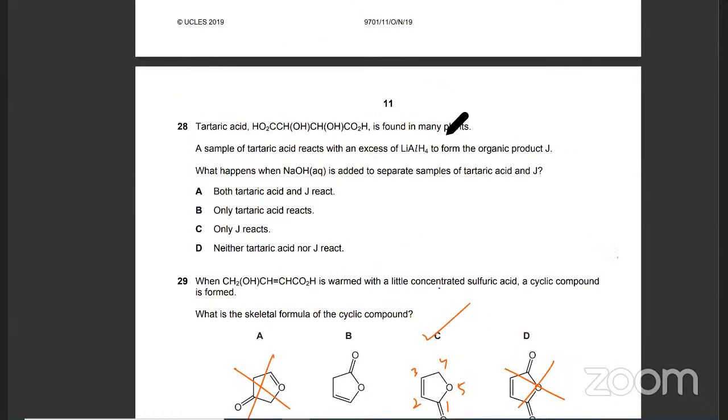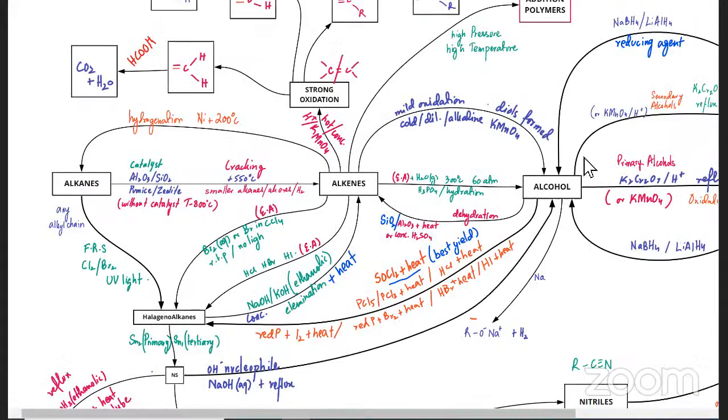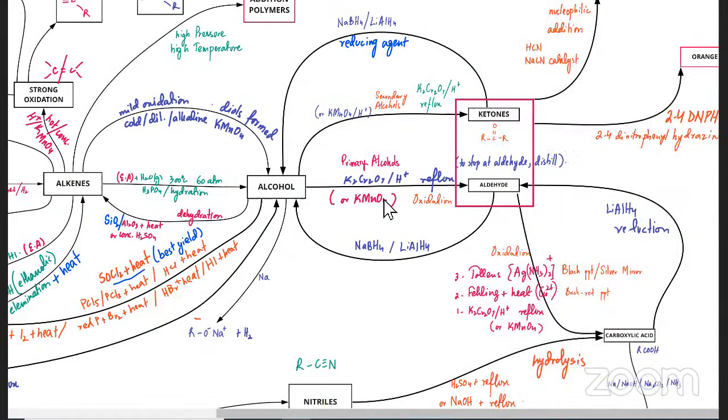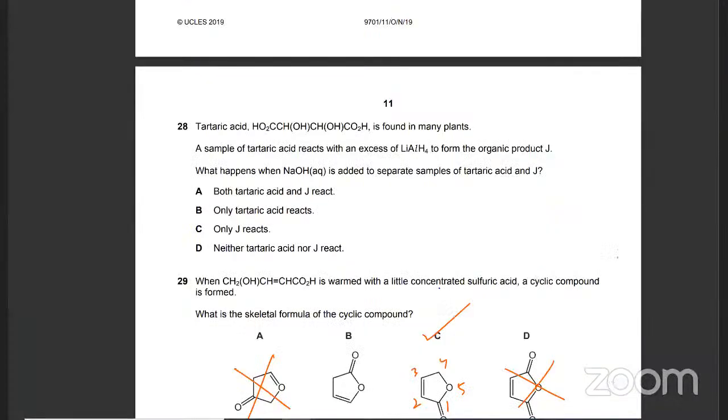So I've got tartaric acid, which is found in many fruits. A sample of tartaric acid reacts with LiAlH4 to form the compound J. Remember, LiAlH4 will reduce both things. It will reduce a carboxylic acid to a primary alcohol, and aldehydes and ketones, everything gets reduced with this.